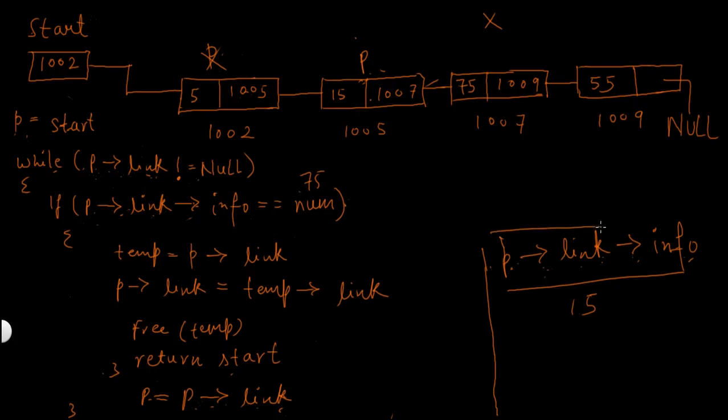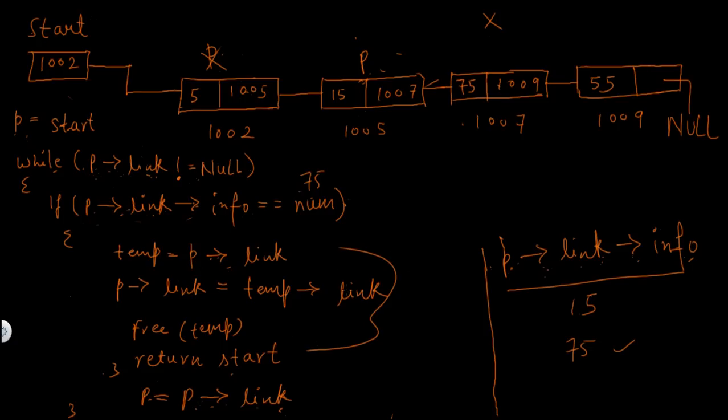Now p arrow operator link means link part of this node, which is the address of the next node. And what is the info part of that node? The info part of that node is 75. So now this if condition is true. This whole thing is 75 and this is equal to the number entered by the user. This if statement has served my purpose. With the help of this if statement, one, I am able to search the node to be deleted, and second, I am able to stop just before the node which is to be deleted.